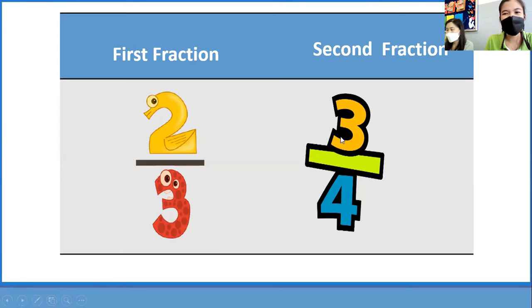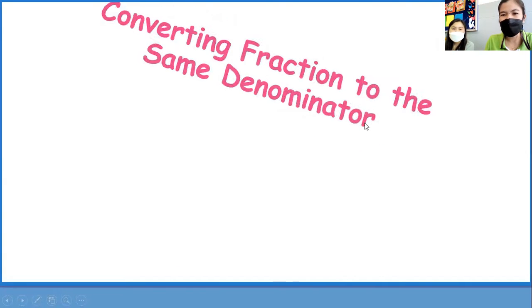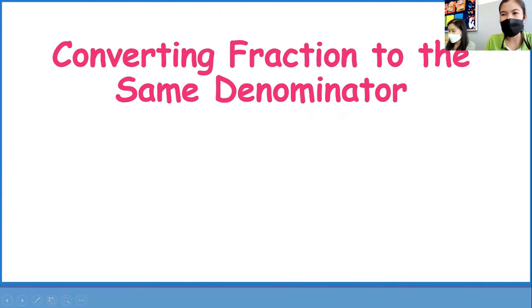So 2/3 and 3/4. Okay, so this afternoon we are going to talk about converting fractions to the same denominator.